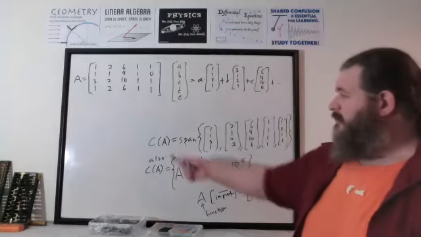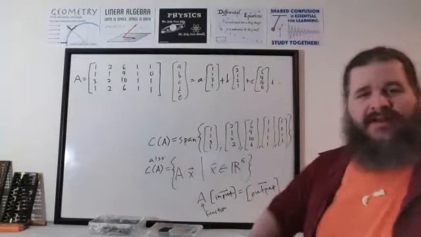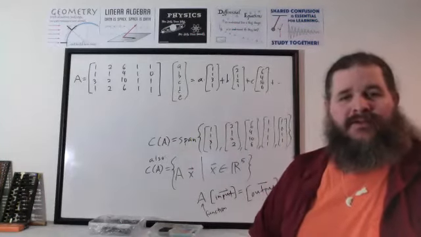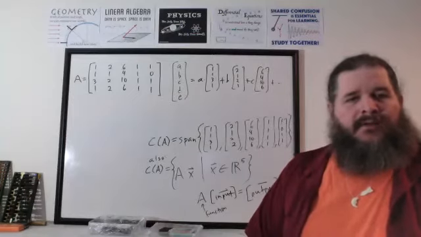But keep in mind the actual definition is the span of the columns. That is all possible linear combinations of the columns of A, some or all of the columns. Any questions on that so far?